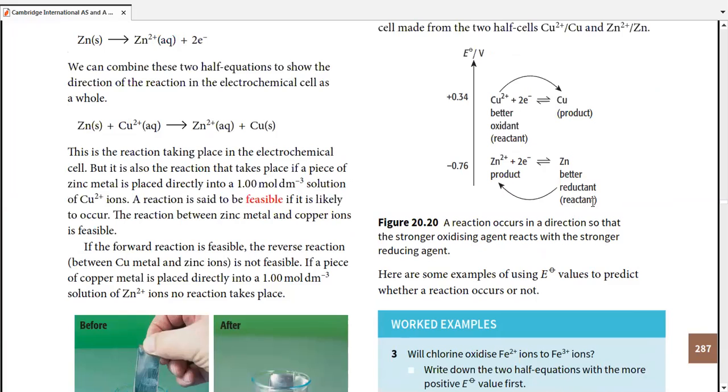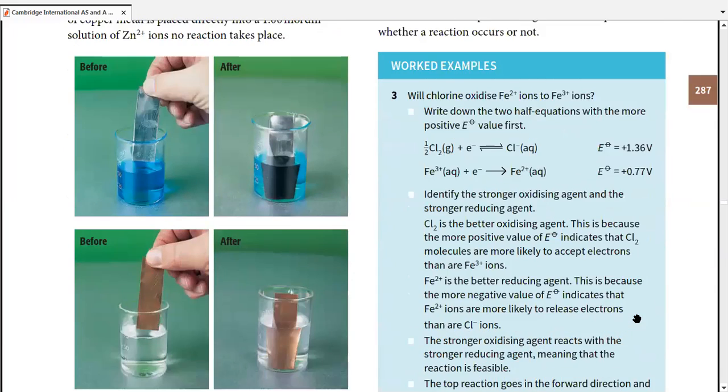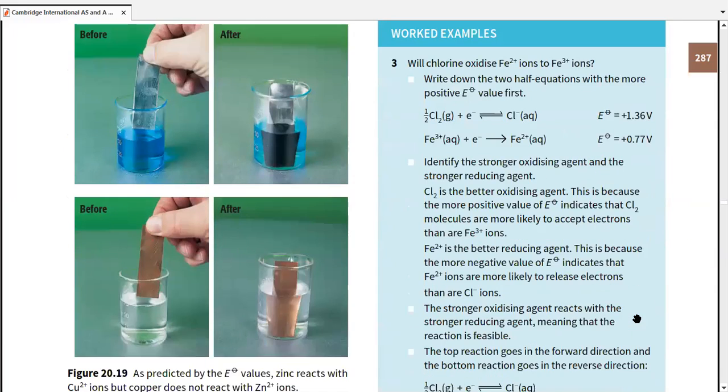Are we clear, students, with figure 20.20? Yes. Okay. Good. Then there is a worked example. Will chlorine oxidize Fe2+ ions to Fe3+ ions? Let's take a look at chlorine's equation: plus 1.36, and iron 3 into iron 2, plus 0.77. Identify the stronger oxidizing agent and the stronger reducing agent.